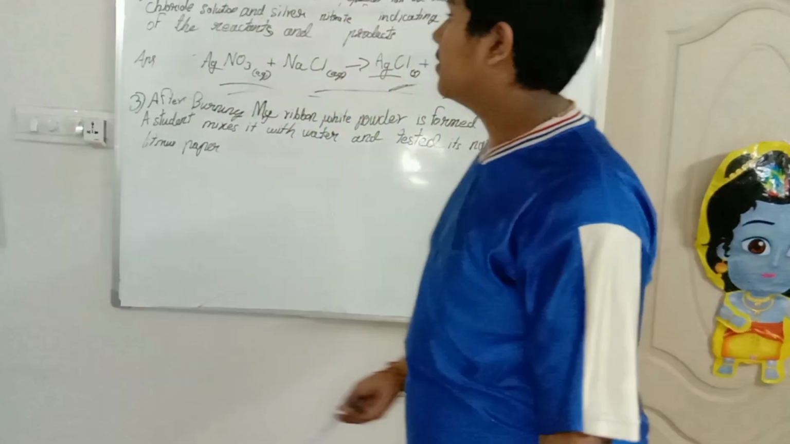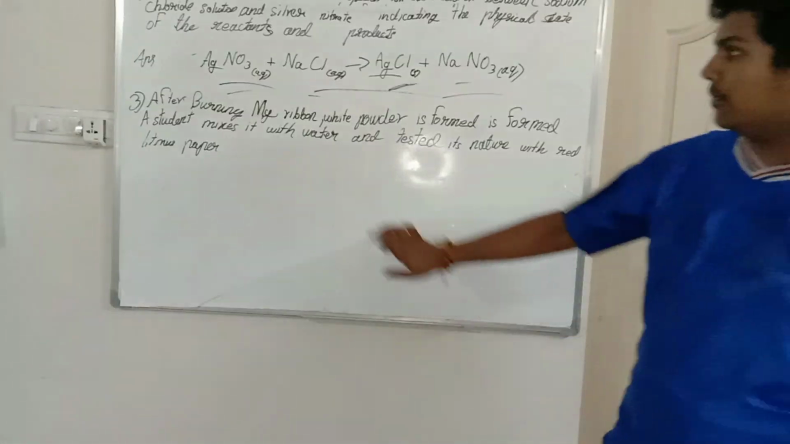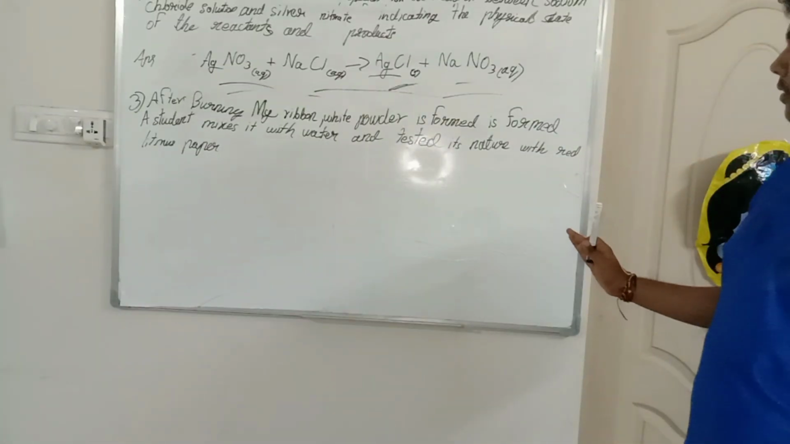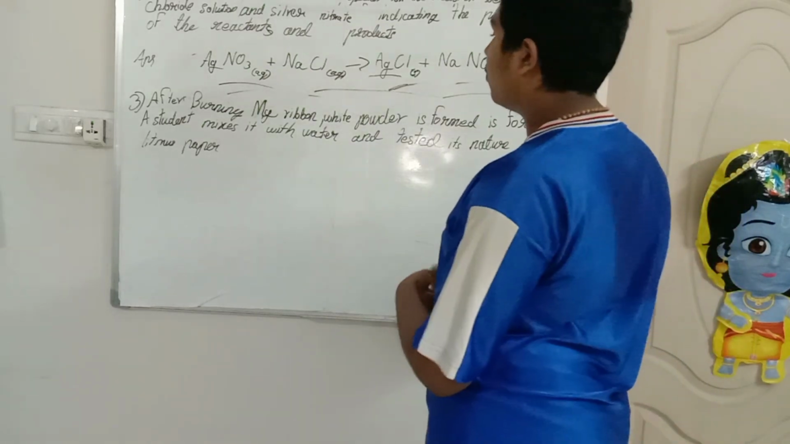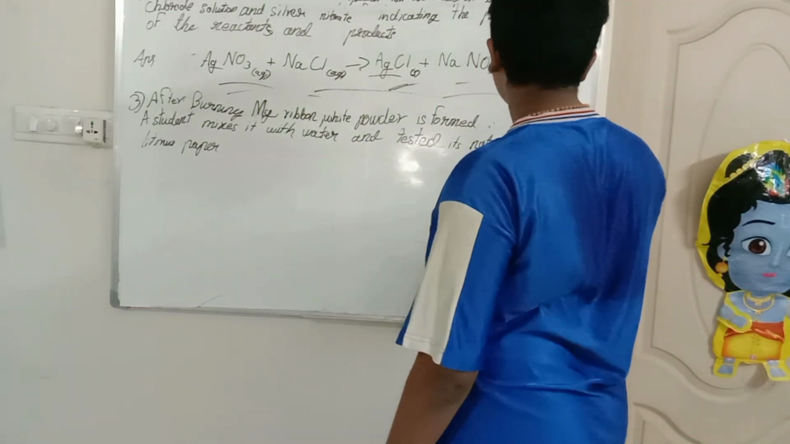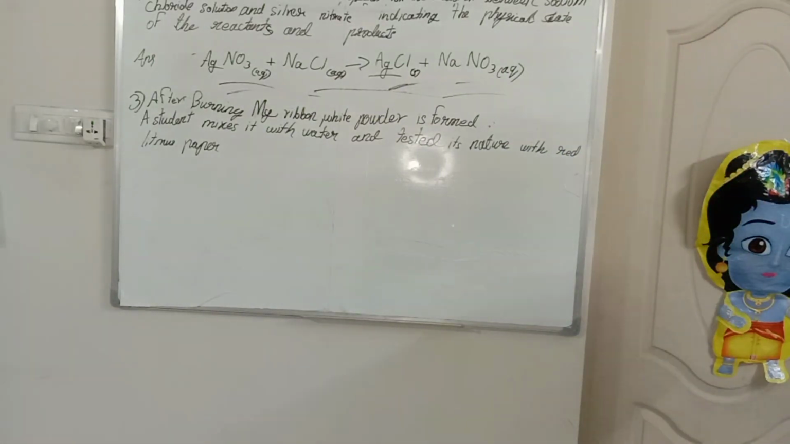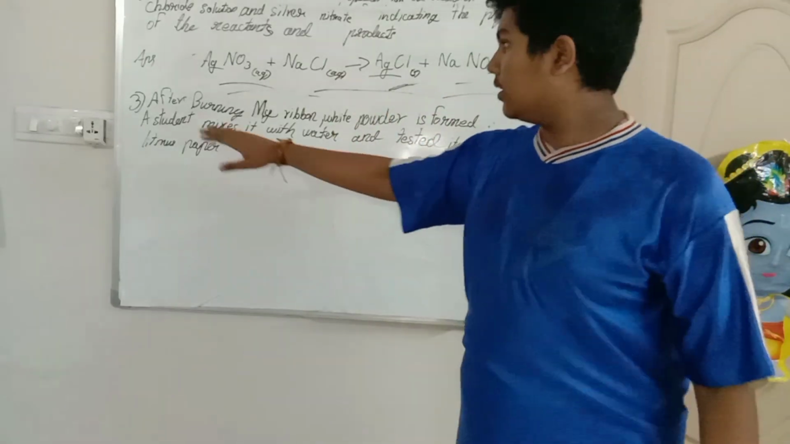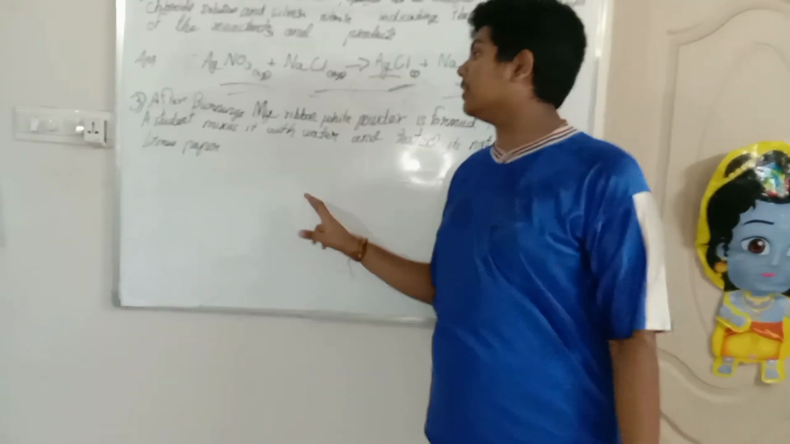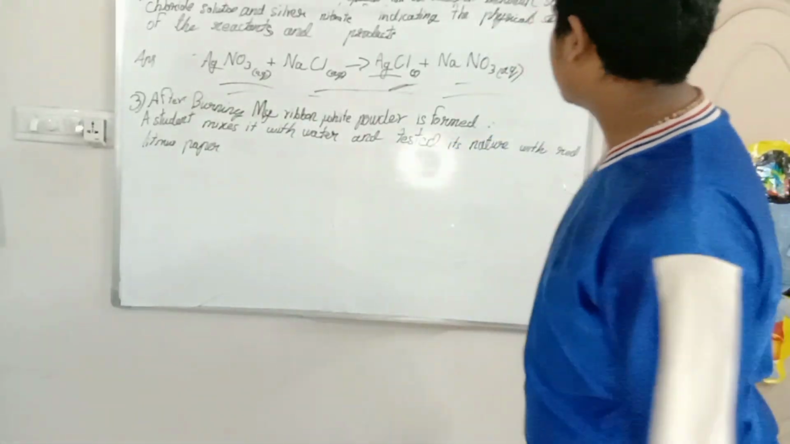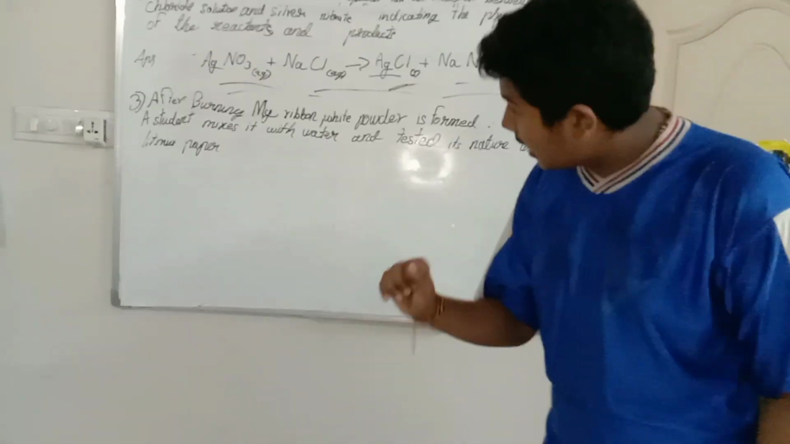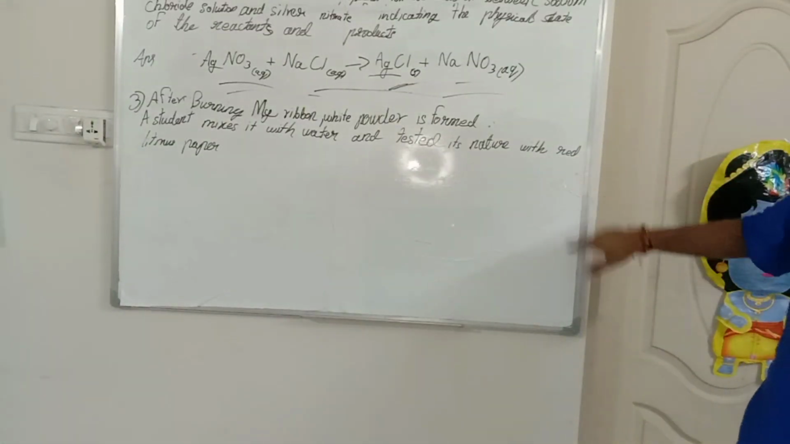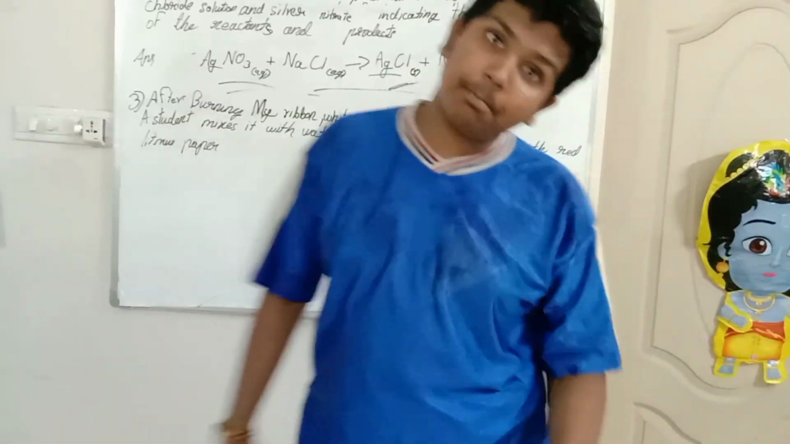Now, the third question: after burning magnesium, this is Mg, okay, magnesium ribbon, white powder is formed. A student mixes it with water and tests its nature with red litmus paper. Write your observations. So, as you can see, after burning magnesium, what is formed? White powder is formed. Then a student mixes the powder with water and tests its nature with red litmus paper.